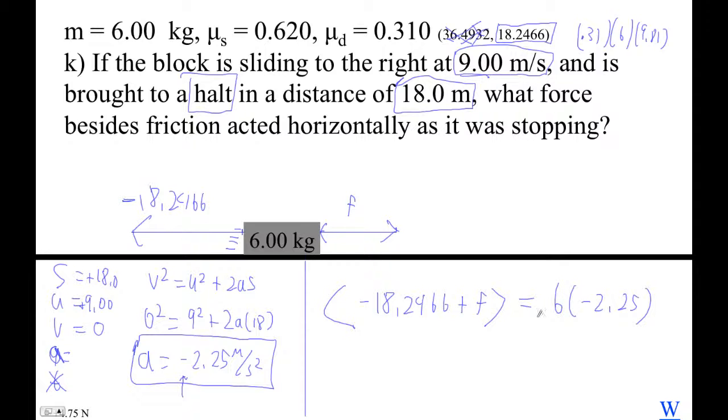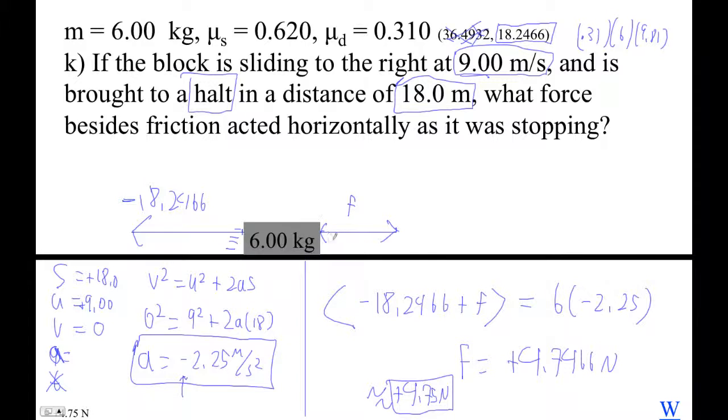Okay, so let's see. What this ends up being is this times this, and I'm going to add this to this side. So times 6 plus 18.2466, right, so that's about positive 4.75 newtons.